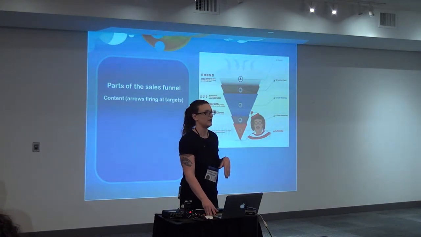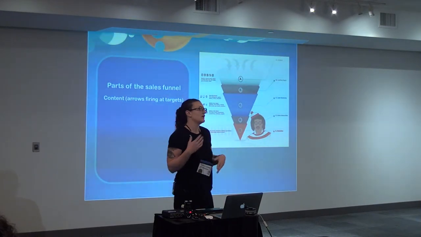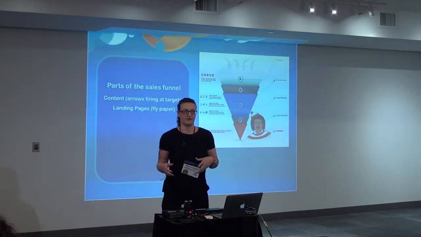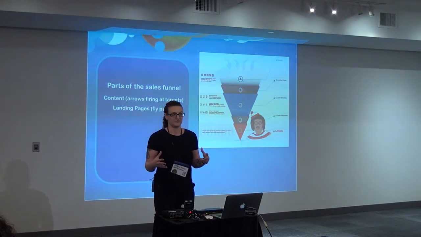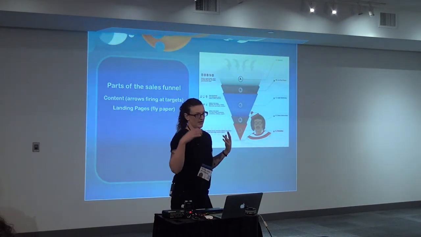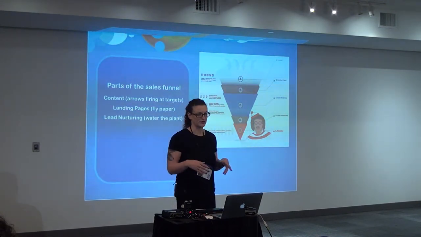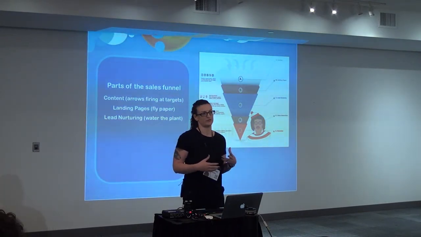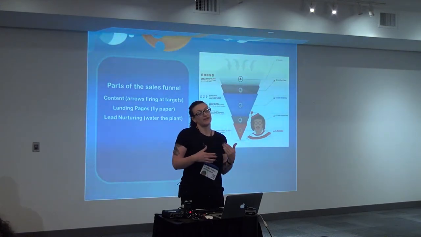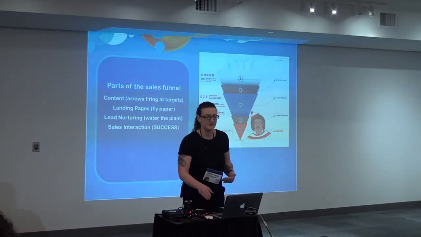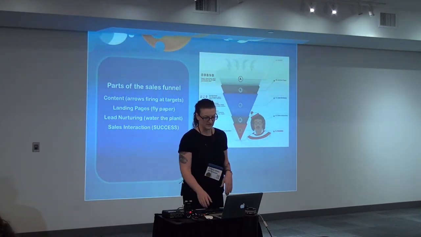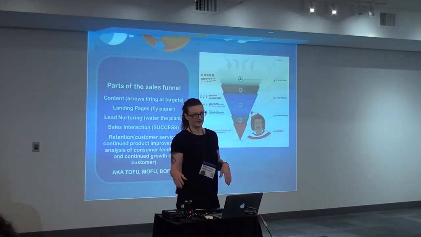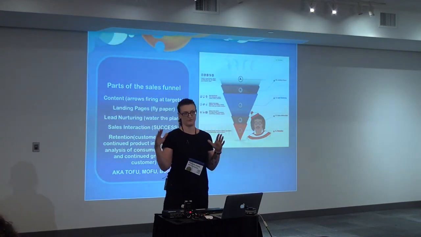So the parts of the sales funnel. I just liken them to really basic stuff. Content, I consider this arrows firing at targets. Landing pages are like flypaper. Once you get the content out there, you want to stick them to something that they're going to actually engage with, fill out a form, and get more information from you. Lead nurturing is watering the plant. You want to make sure that you're giving something, nurturing your leads so that they're going through the sales pipeline at their own comfortable pace, but being encouraged to continue along. The sales interaction, success. A little success kid. But then after that, retention. All of these together in a short form: tofu, mofu, bofu.